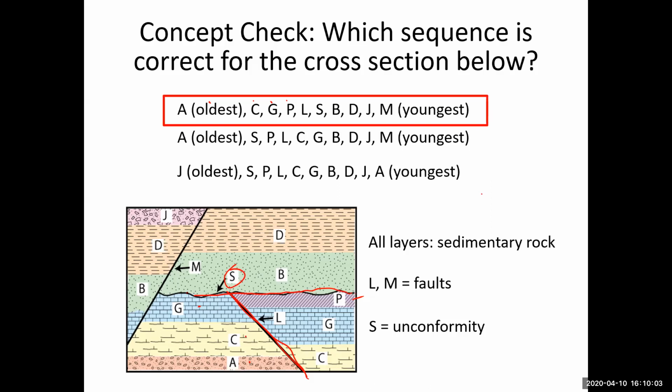So that means that S is younger than L. And then after that, B is deposited on top of S on both sides, and then D, and then J, and then finally M is the younger fault.